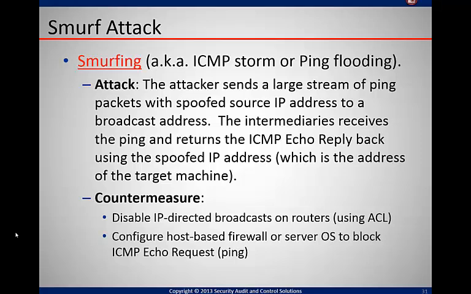So what will happen once the ICMP echo request or the ping is sent to a network, the whole network will respond to the defined source address, which is somebody else. And this can flood and attack a single IP address and do a denial of service on it. What you can do is disable IP-directed broadcast on the routers using ACLs, and also configure host-based firewalls or server operating systems to block the ping request.